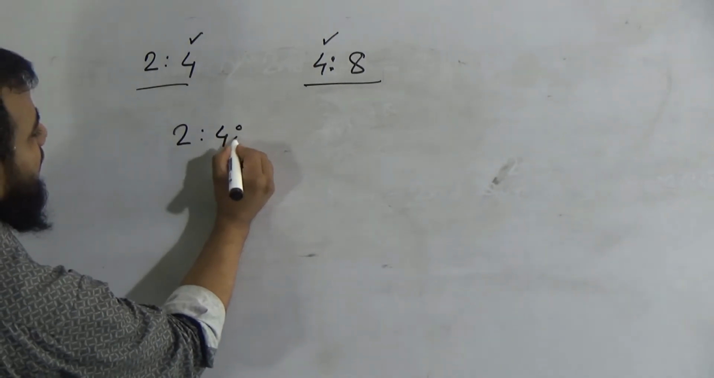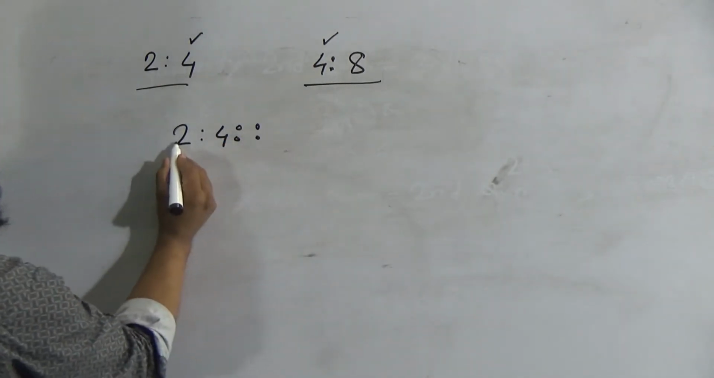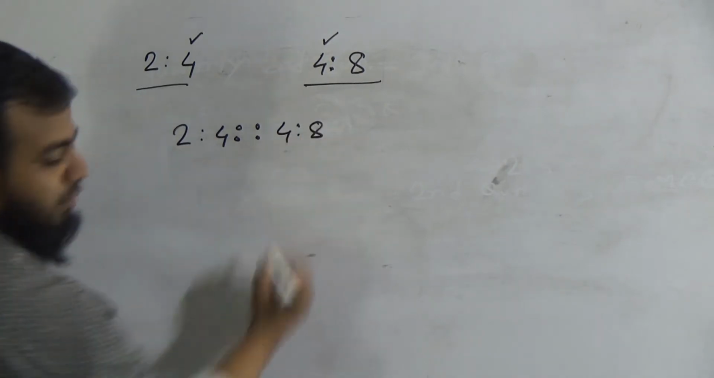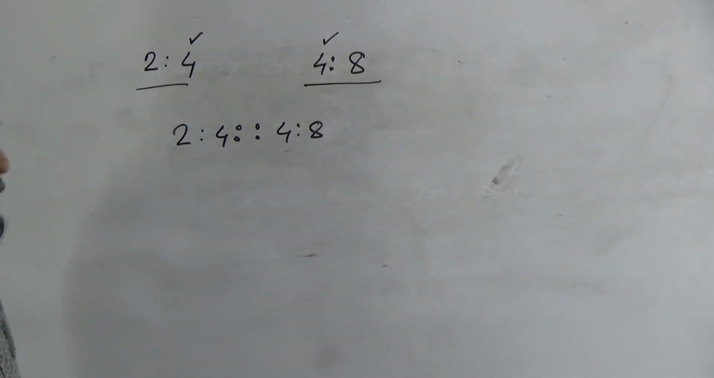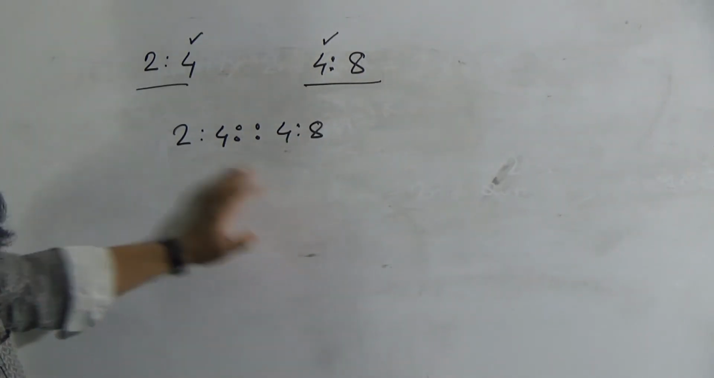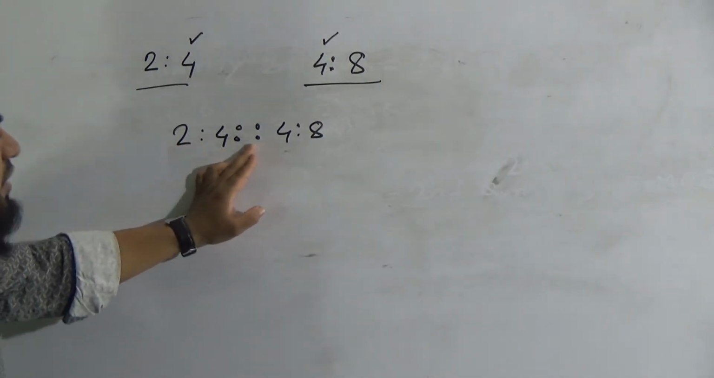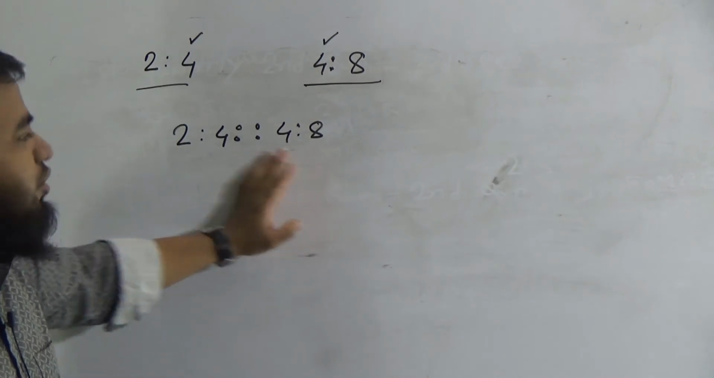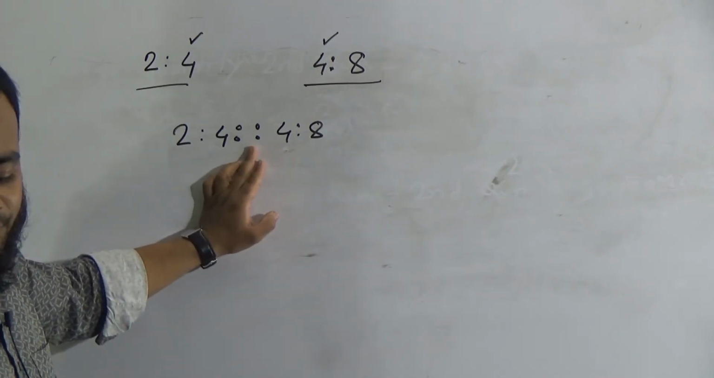That is why we can write this one, 2 is to 4 with this sign, 4 is to 8. It's called the continued proportion. 2 is to 4 this sign, then 4 is to 8. It's called the continued proportional sign.